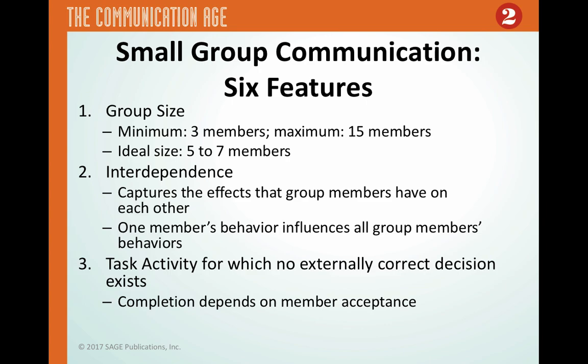And then the task activity has no external correct decision. The completion depends on member acceptance. So there's actually no externally correct decision. There's no objective saying this is the correct decision that needs to be made while working on these tasks.